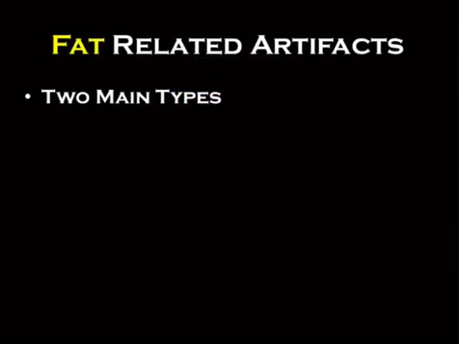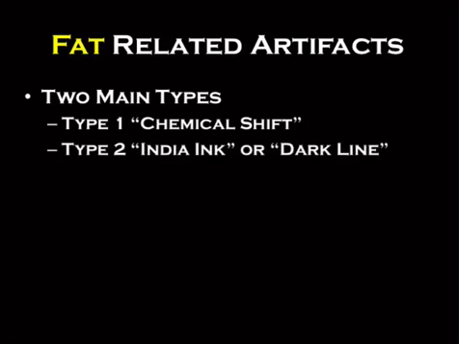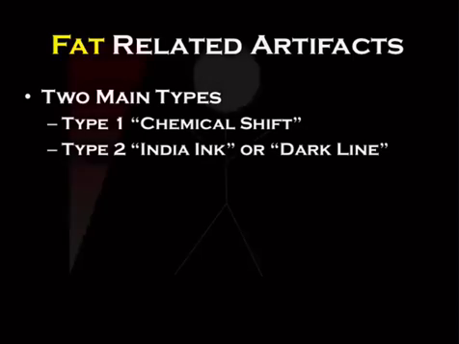I'm just going to review. This was mentioned in the liver lecture, and I'm just going to rehash it again because it's a good time to rehash it. There's two main types of artifacts related to fat. There's type 1, chemical shift, and then type 2, which is the India ink or dark line. So let's talk about type 1 first.